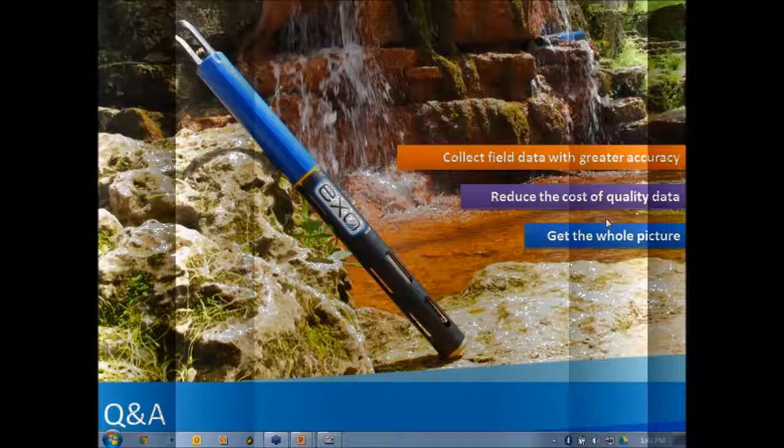So this is from a 6 series user. Can the total algae probe output data in cells per milliliter like my 6 series probes? This is a question relating to our legacy equipment. The legacy equipment did in fact have a data output in units of cells per milliliter. But no, the new technology doesn't.